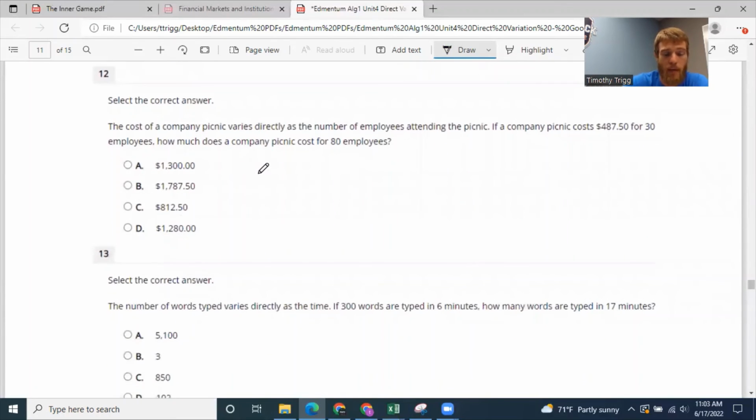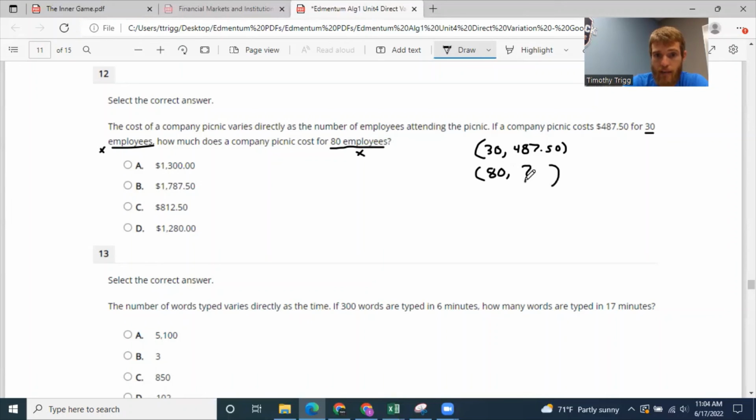The cost of a company picnic varies directly with the number of employees attending the picnic. If a company costs $487.50 for 30 employees, so I'm going to put the employees as our independent variable and the cost as the dependent variable. It doesn't matter, honestly, too much how you set it up, but what does matter is that, notice it's 30 employees. I'm choosing that as my X variable. So when I see 80 employees, that's got to be the X coordinate as well here.